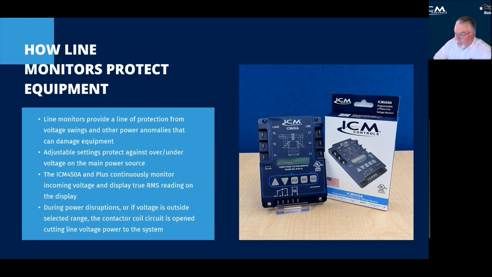It continuously monitors the incoming line voltage with true RMS, which is an improvement that was made on these recently. True RMS voltage is just like hooking up a meter to the equipment. So it's accurate, doesn't have to be calibrated. It's all factory calibrated and is highly accurate. So during power disruptions or if voltage is outside the selected range, the contact or coil circuit opens.